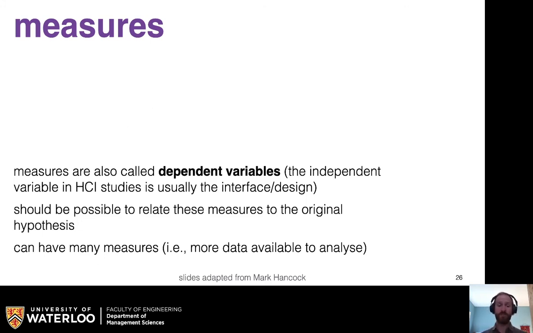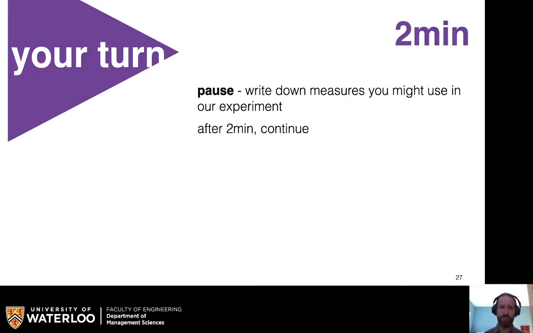You can have multiple measures. This gives you more data available to analyze, but then it complicates the story. So the clearest studies, the ones that are relatively simple, show multiple metrics, and ideally you are able to disentangle that and come up with a clear story from the data.